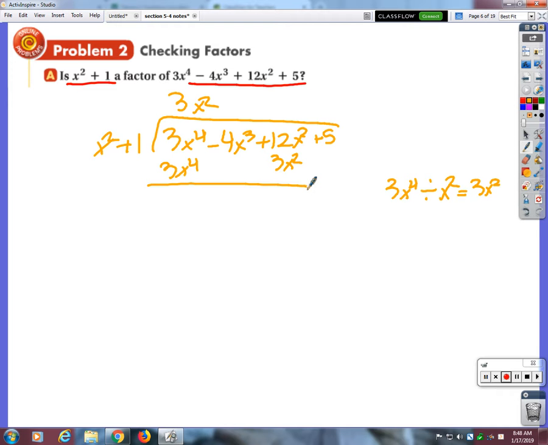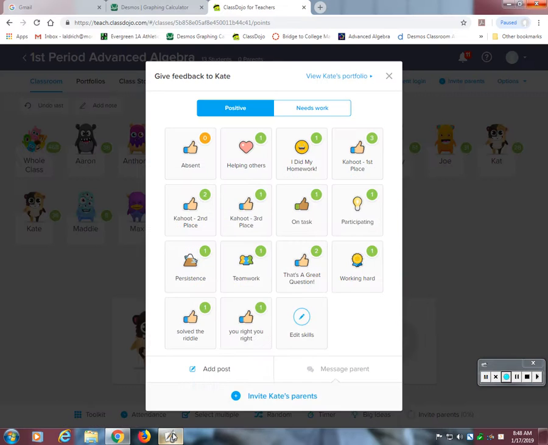So 3x to the fourth minus 3x to the fourth cancels. Negative 4x cubed minus 0 is just negative 4x cubed. And then 12x squared minus 3x squared is 9x squared. Okay? Does that make sense? So you have to be careful. Line up the like terms with each other, because you can't subtract squareds from cubes. Okay?